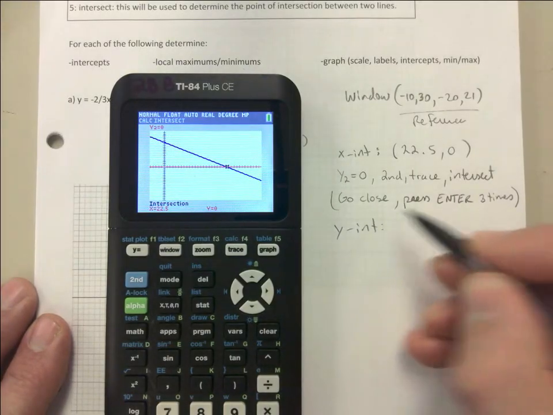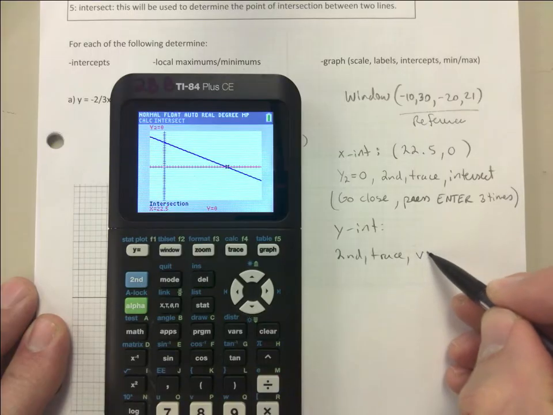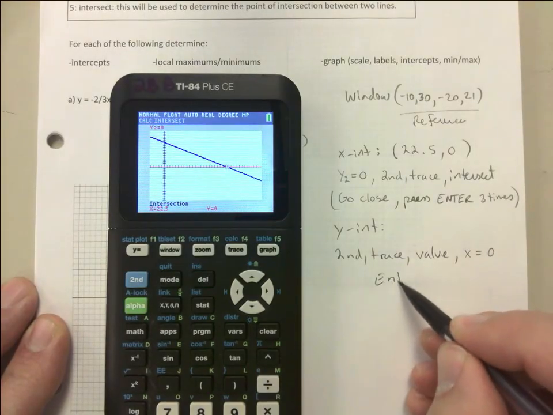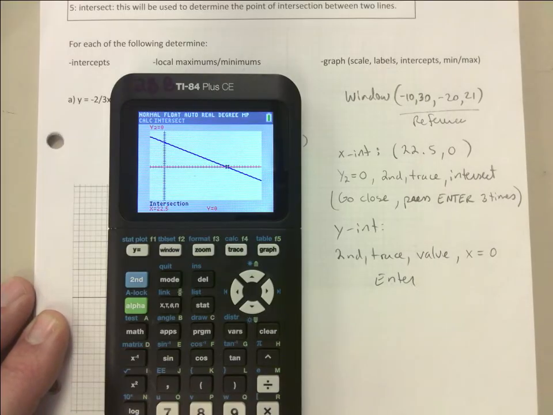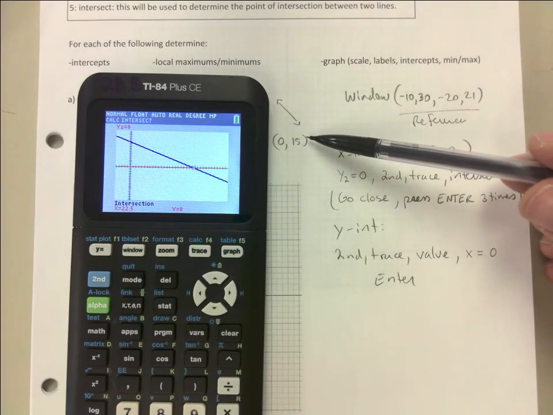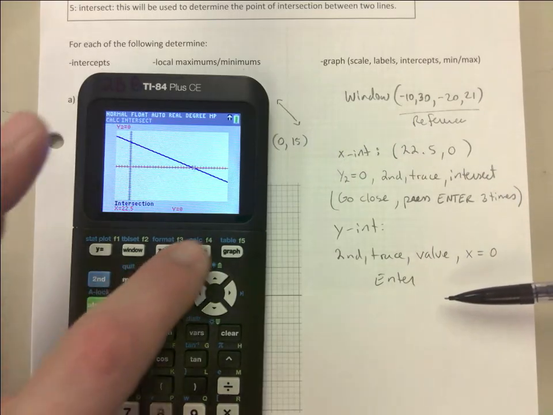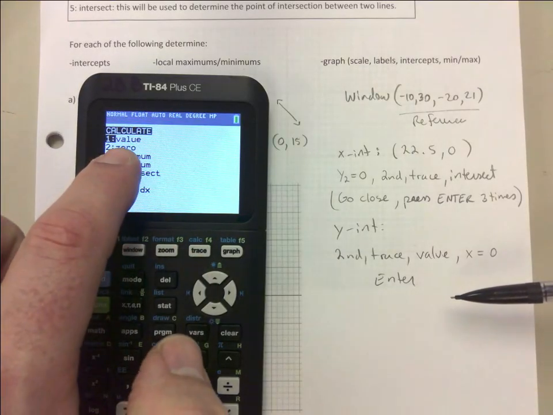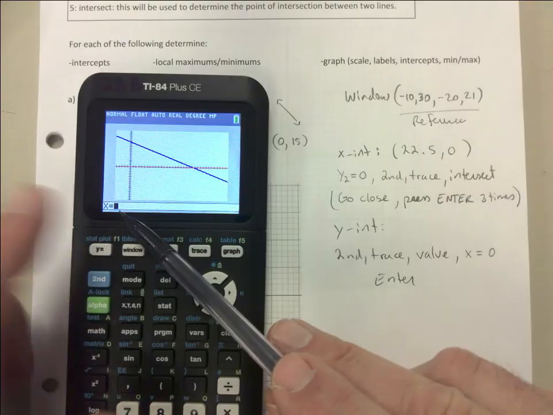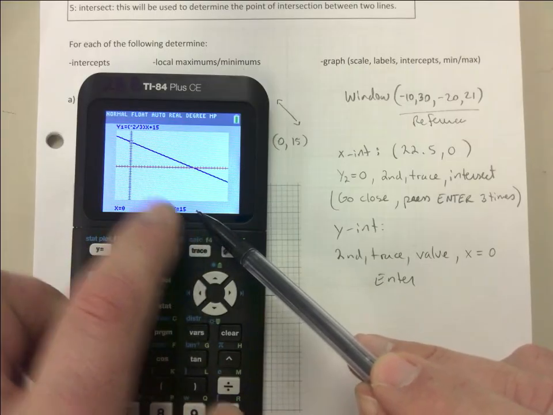Y-intercept. Please write this down. You're going to go second, trace, value, and you're going to let x equal to 0. Then press enter. Mr. Harrison, don't we already know our y-intercept? Didn't you say it's 0, 15? Yes. But if you forget, this is the way out. So second, trace, value. So select that very first option. It will ask you for an x value. Down here you see it, right? You press 0 and then enter, and it says 0, 15. That's the coordinate right there.